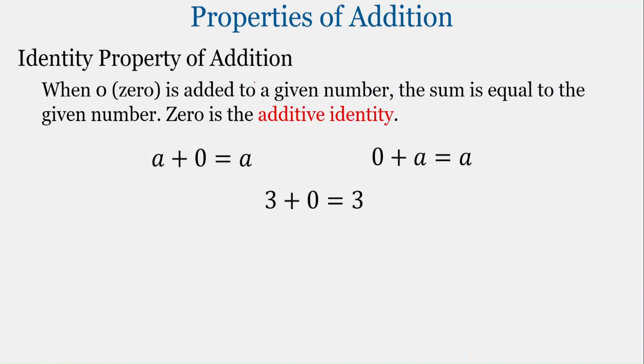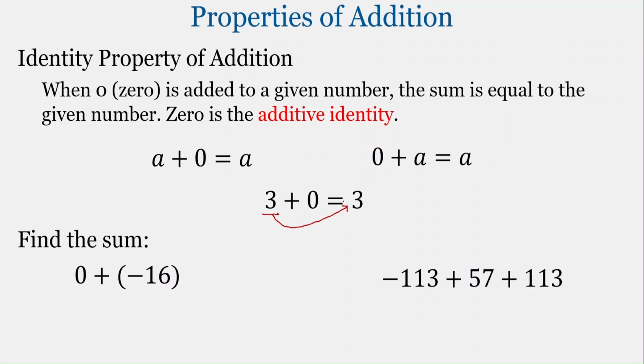Next, we'll look at the identity property of addition. When the number 0 is added to a given number, the sum is equal to the given number. So we called 0 the additive identity. So a plus 0 is a. And again, the order doesn't matter. So 0 plus a is also a. 3 plus 0 is 3. When we add 0 to something, what we added it to does not change. So we added 0 to 3, and we get 3.